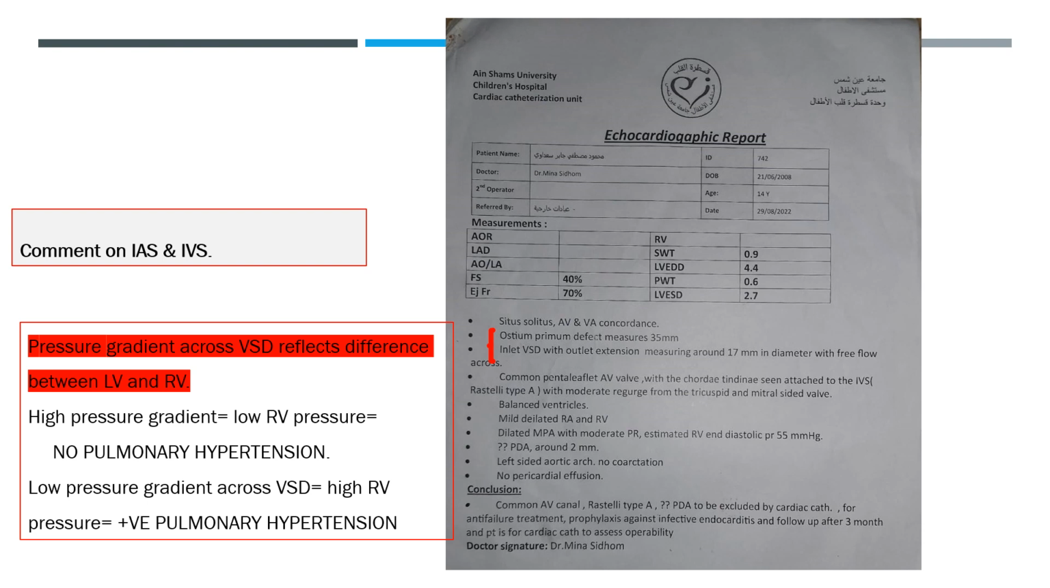If there is an interventricular septal defect, you can estimate the pulmonary pressure from the pressure gradient across the ventricular septal defect, which reflects the gradient between the left ventricle and right ventricle. And hence, a high pressure gradient across the VSD means low right ventricular pressure, which means no pulmonary hypertension. On the other hand, a low pressure gradient across the VSD means that there is a high right ventricular pressure, which is reflecting a high pulmonary pressure or indicating the presence of pulmonary hypertension.